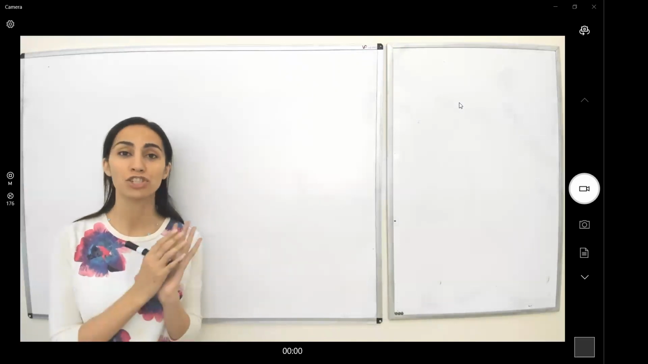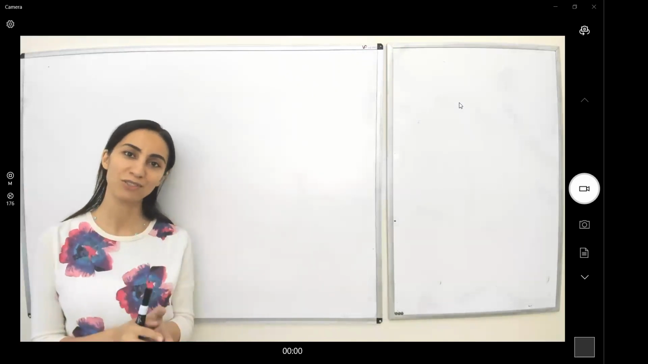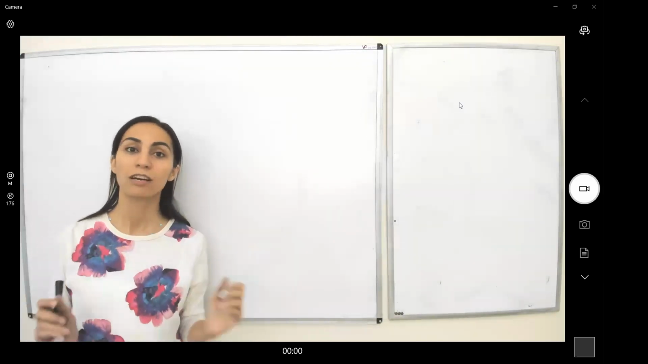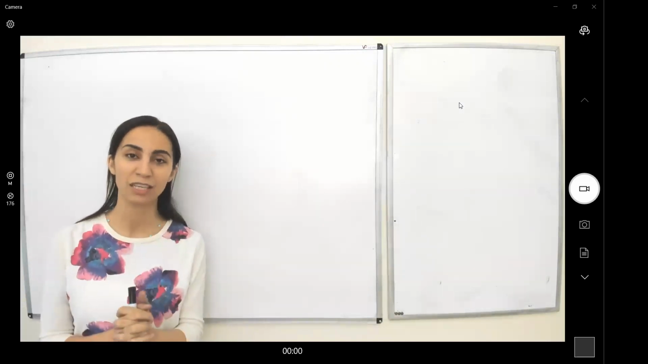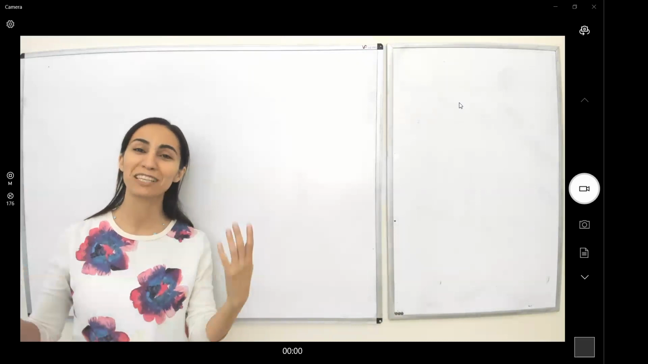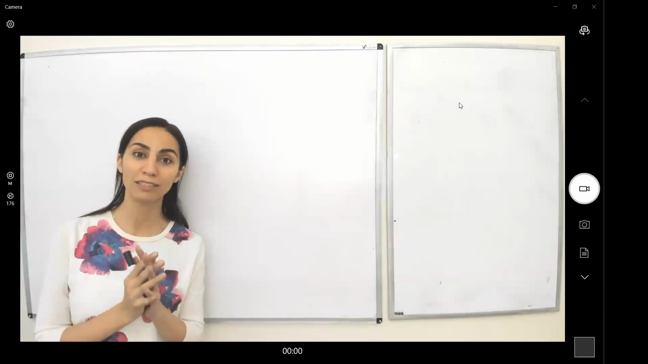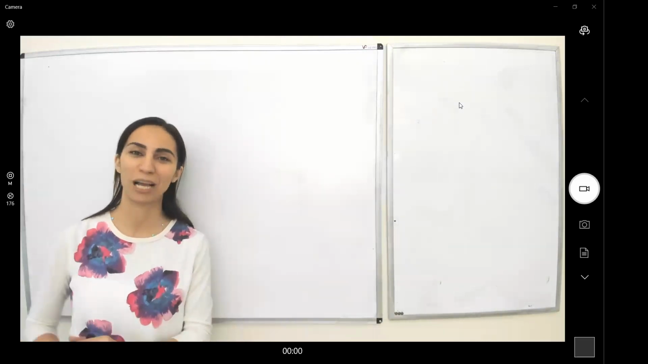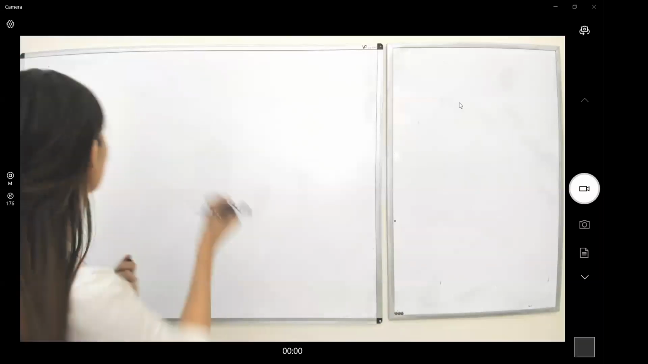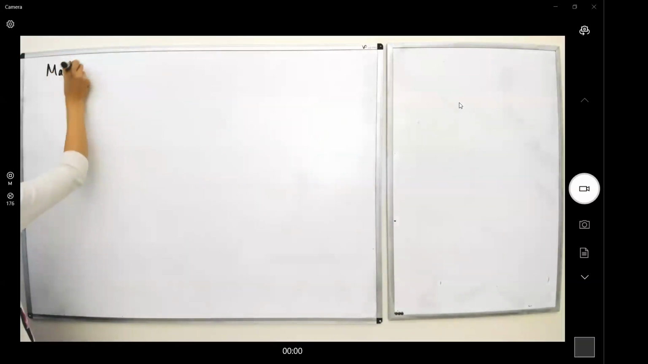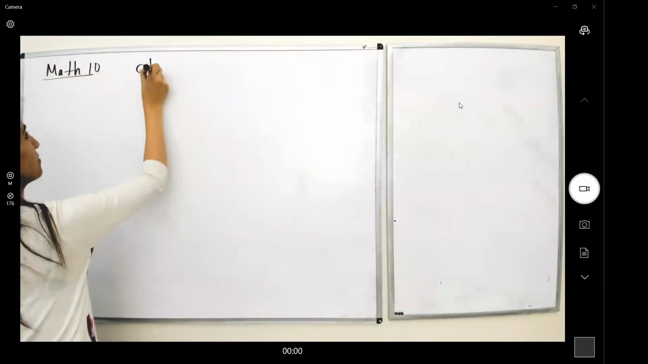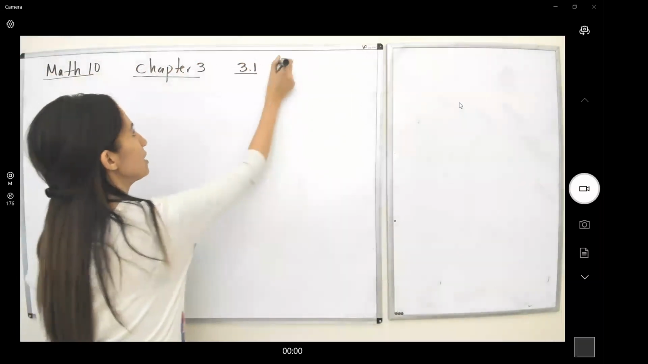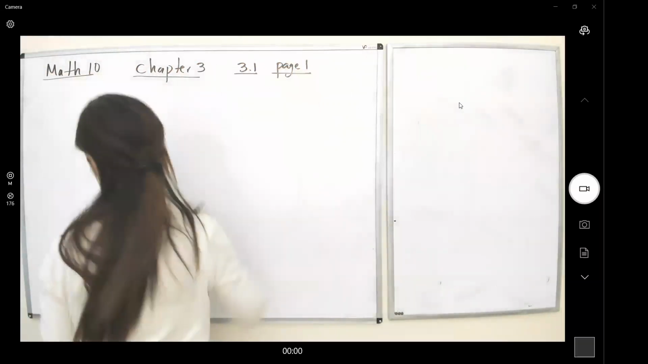So far we're done with chapter 1. We're done with chapter 2. We're going to start chapter 3. Chapter 4 and 5 are related to chapter 3. In chapter 3, we're just going to go over a little bit of introduction about probabilities. The actual work is in chapter 4 and chapter 5. Very well. So, Math 10. Chapter 3, 3.1, page 1.